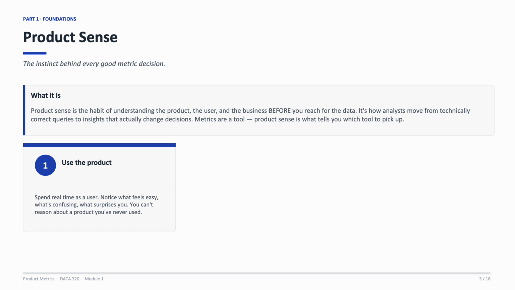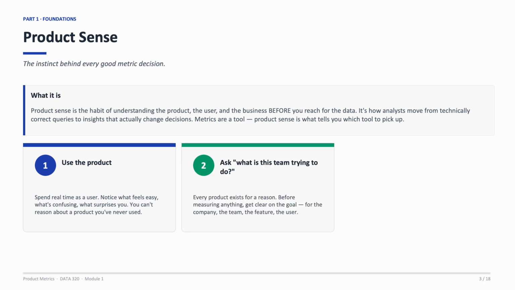One, actually use the product. This sounds obvious, right? It is the easiest one to skip and the highest leverage. You cannot reason about a product you never use as a real user.